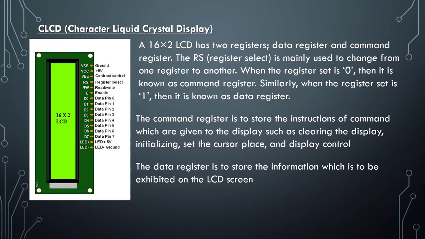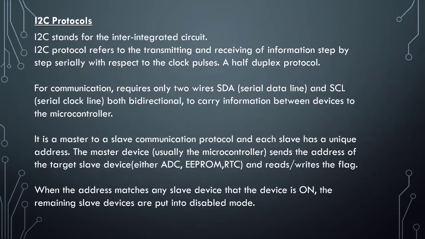While the data register is used to store the information to be exhibited on the LCD screen. So the data register simply holds the information, while the command register is used to command how the LCD is going to output our results. Okay, those were some of the peripherals that we discussed in the internship program.